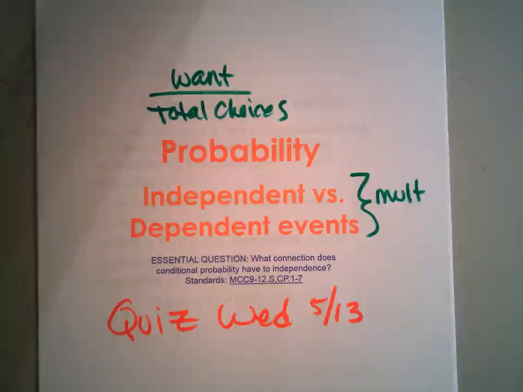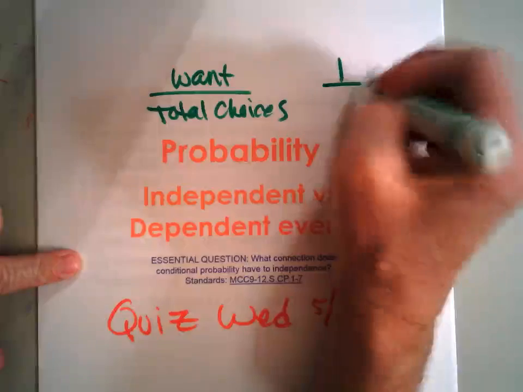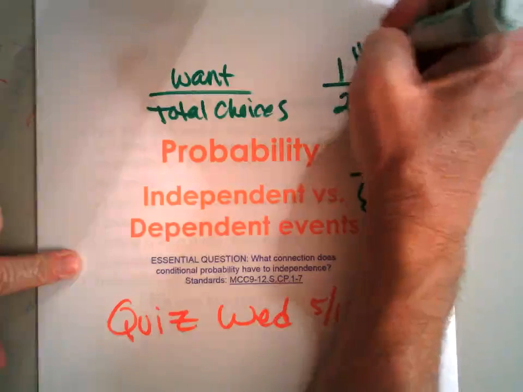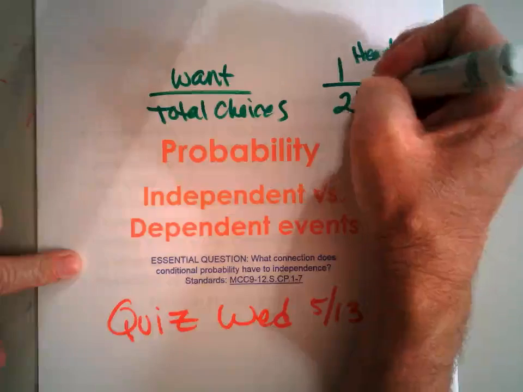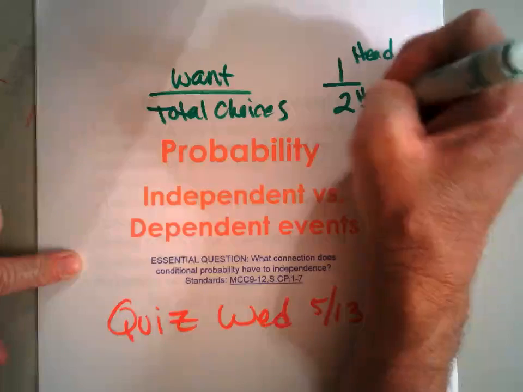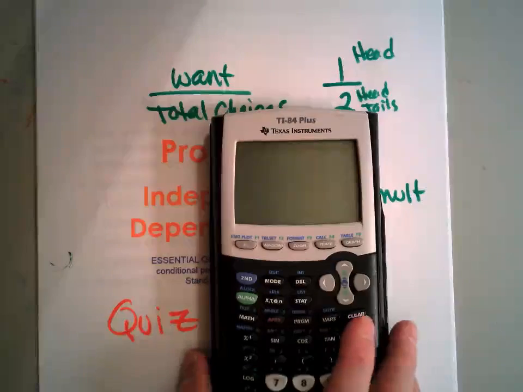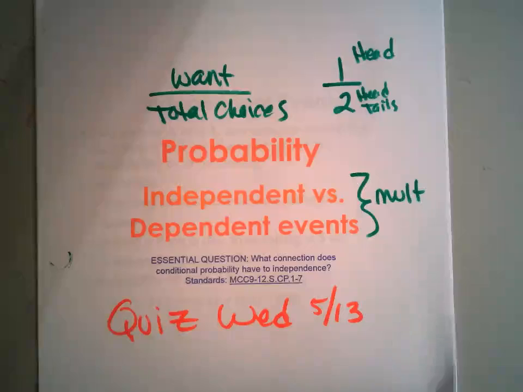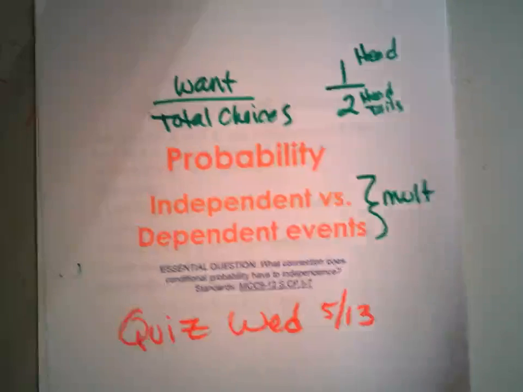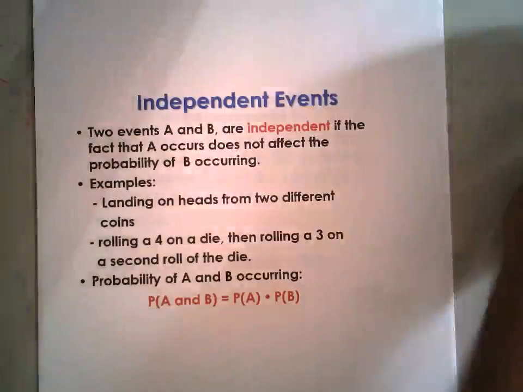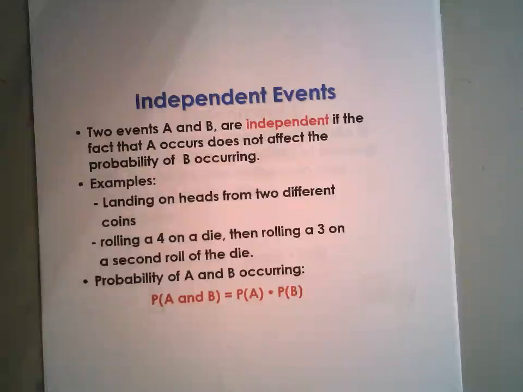Okay, so if I want to flip a coin and land on heads, there's one head out of two possibilities. You could have heads or tails. So that's just a quick review of basic probability. So hopefully you have a calculator. We're doing some calculating. This is a non-Delta Math topic. So this is going to go through just what basic independent events are.